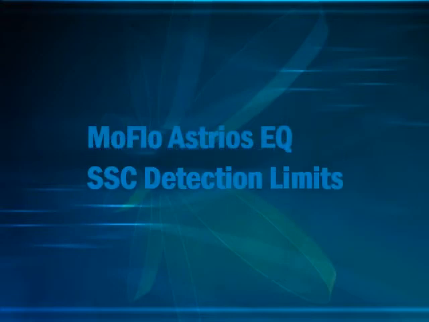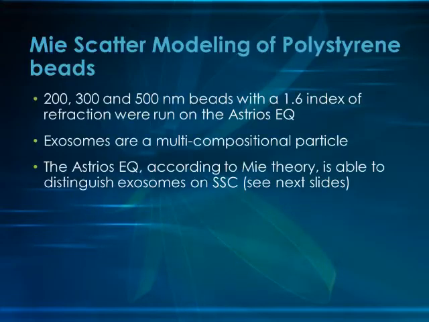The MoFlo Astrios EQ side scatter detection limits. The optical engineers from Beckman Coulter in Fort Collins and Miami determined the Mie scatter modeling of polystyrene beads using 200, 300, and 500 nanometer beads and an index of refraction of 1.6. They ran these on the Astrios EQ and they analyzed them according to Mie theory.